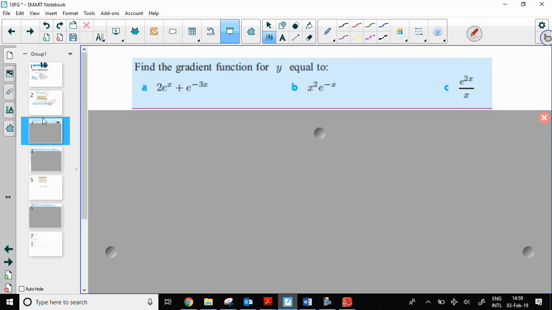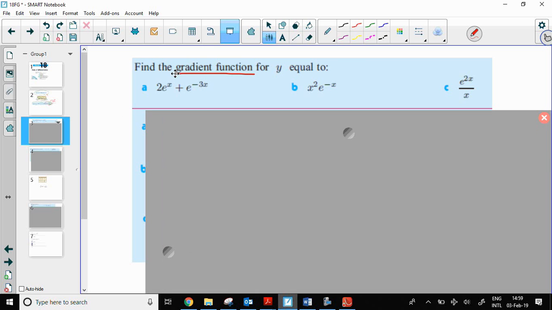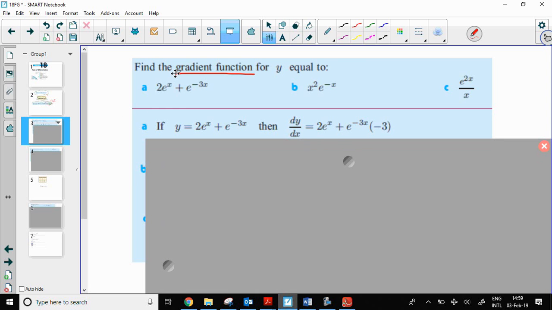So find the gradient function, that just means the derivative, right, for each of these 3. So first one, derivative of 2 times e to the x is just 2e to the x. And then for e to the negative 3x, it's e to the negative 3x. We copy it down, and then we multiply by the derivative of negative 3x, which is negative 3. We're not doing power rule here. This is not x to a power. This is e to a function of x.